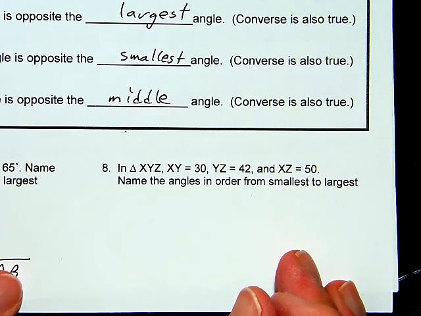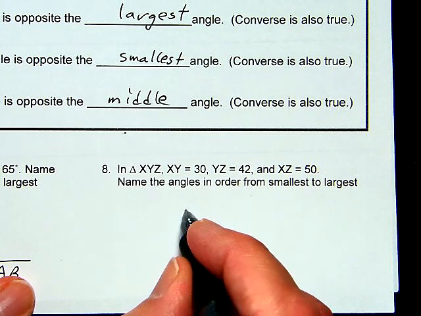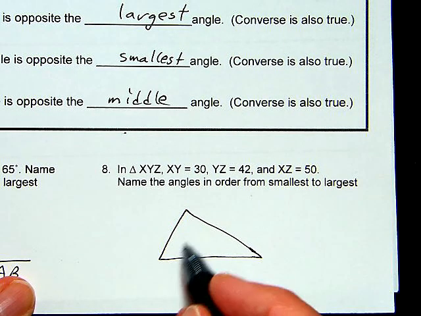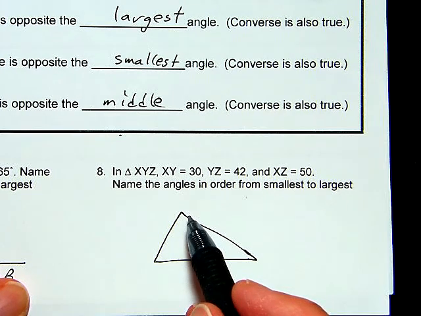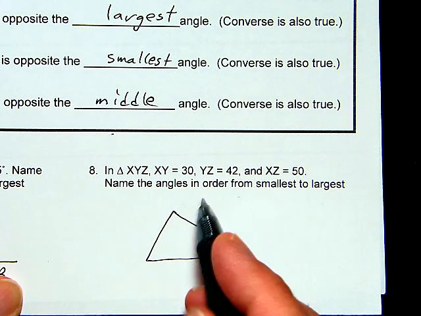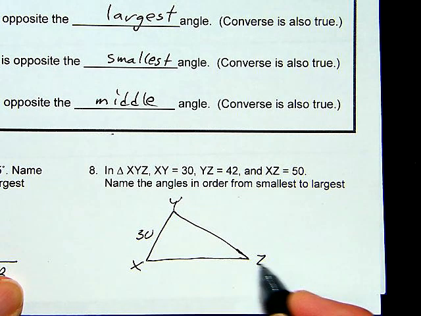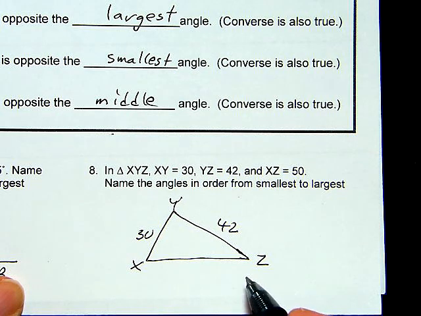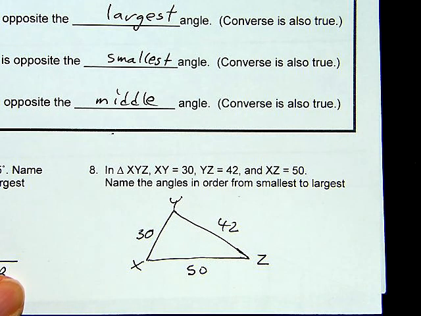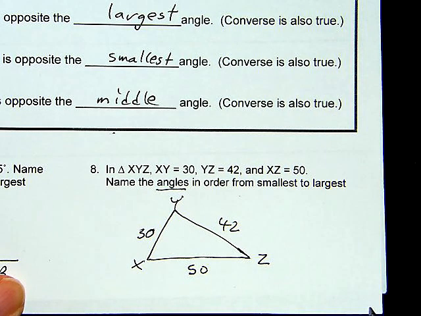Here's another word problem, and let's take a look at this triangle. And again, we may not draw it to scale. So X, Y, Z. This time I'm not given the angle sizes, but I'm given the side lengths. So I'm told that XY is equal to 30, YZ is equal to 42, and XZ is equal to 50. So these are my side lengths, and now I'm asked to name the angles in order from smallest to largest.